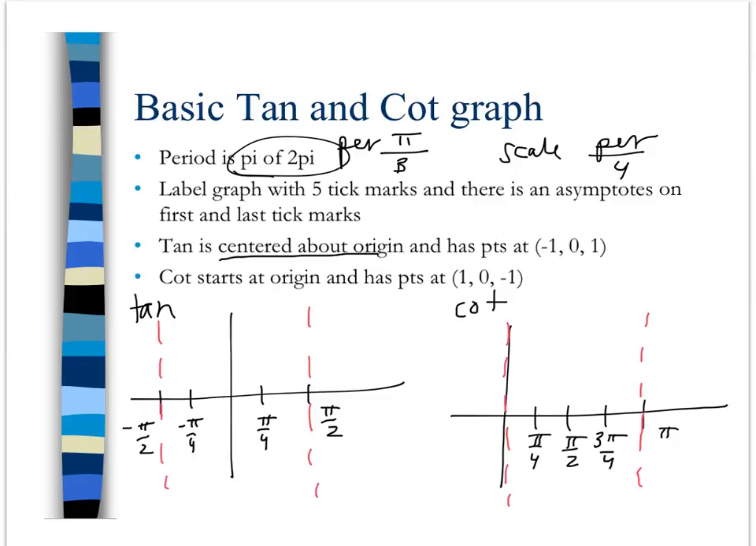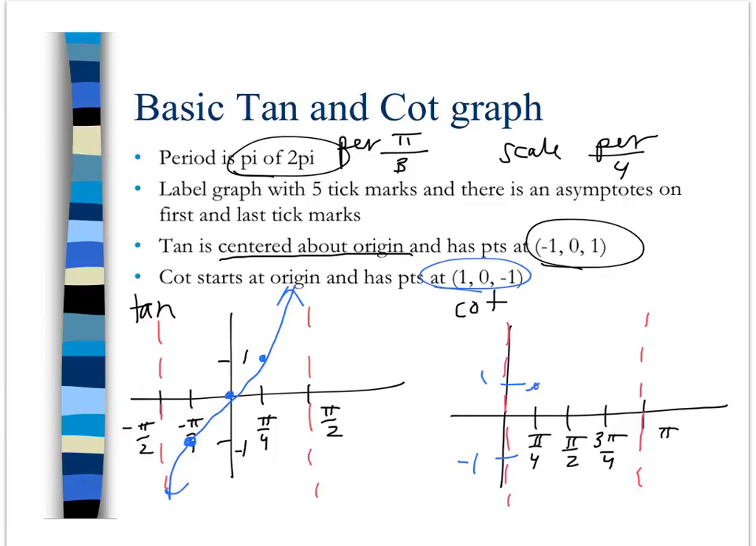If we compare these two graphs of tangent and cotangent, you'll notice that our tangent graph is centered about the origin. It has key points at -1, 0, 1. So if this is my a value, in this case we're just going to say it's 1. The first point would be at -pi fourths, -1, then 0, 0, then pi fourths, 1, and I would have a little squiggle that goes through those points. The graph begins and ends with asymptotes. My cotangent graph has a pattern of 1, 0, -1, and those points would look like this. And then we would draw our squiggle through it.